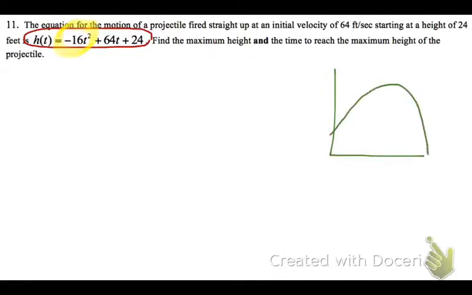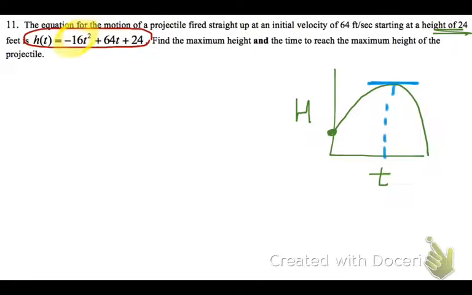Projectile motion. Good old physics. So we have an equation here for the height of an object that is fired at some velocity, 64, and an initial height of 24. Find the maximum height and the time to reach the maximum height. So you'll notice this leading coefficient's negative and it's quadratic. So it probably looks something like this, where this is time and this is the height of the object. Notice I started right about here, which is our starting height of 24. So you'd like to know the maximum height, which is this guy, and the time it took to get to the maximum height.